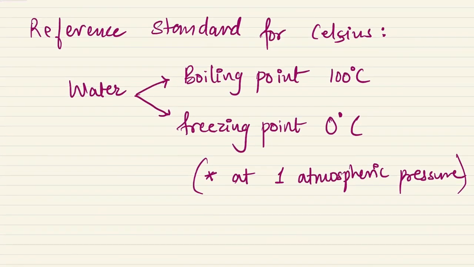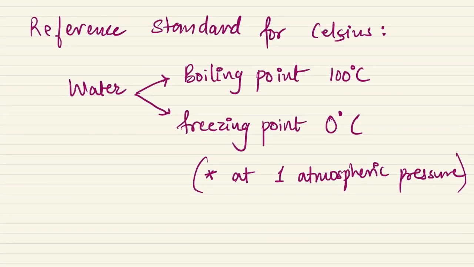Then what we are supposed to learn is the reference standard for the Celsius scale. Like how does the Celsius scale come into existence? Every unit has a reference standard. In order to define the Celsius scale, we use water, which is abundant and easily available in most parts of the world. The boiling point of water we call 100 degrees Celsius. Whenever the water boils, we refer to that as 100 degrees Celsius, and whenever the water freezes, we call that 0 degrees Celsius.